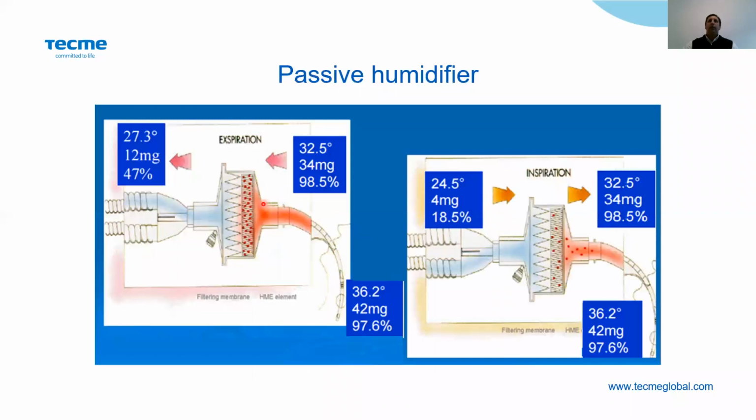The other humidifier is the passive humidifier. It is passive because you don't need to plug it to any power supply. It is a heat moisture exchanger. This device is going to keep the warmth, temperature, and humidity of the exhaled gas of the patient. So in the next inspiration, the gas is going to go through this filter and take all the humidity and the temperature that remained in the filter and deliver it to the patient.